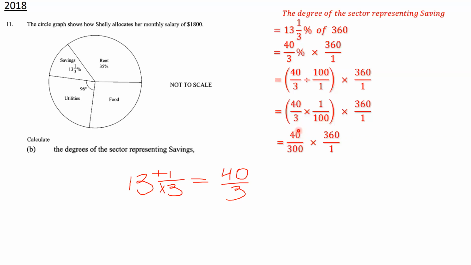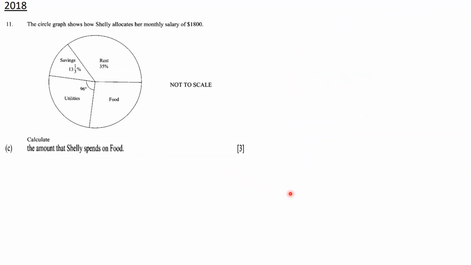So we have 40 over 300 multiplied by 360. We say 40 times 360. And what is that? Well, 40 times 360 is definitely 14,400. And then we say 300 times 1, which is 300. And so we have to divide now. 14,400 divided by 300 is definitely 48. And so the answer here is 48. The degrees of the sector representing savings is 48 degrees. Let's move on to the next question.